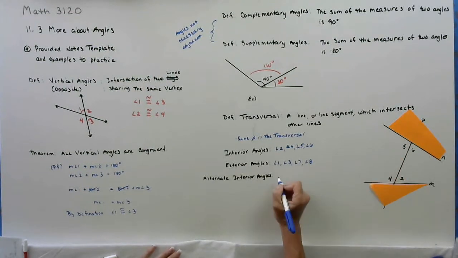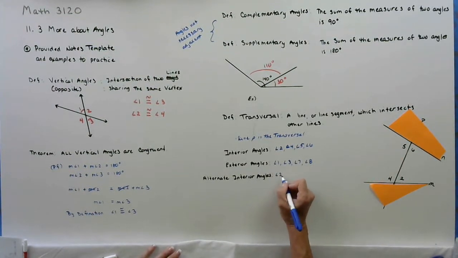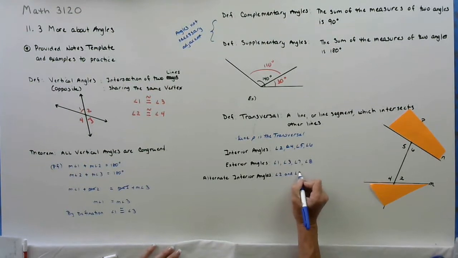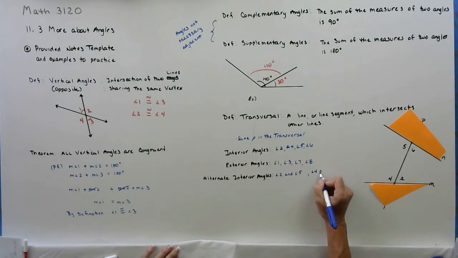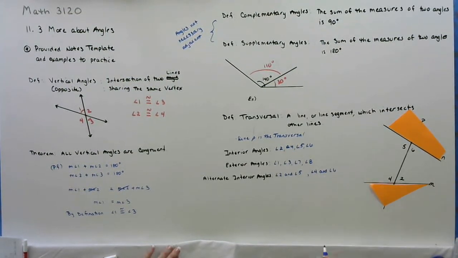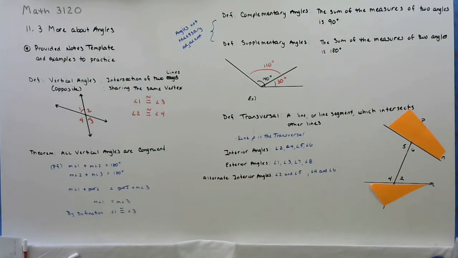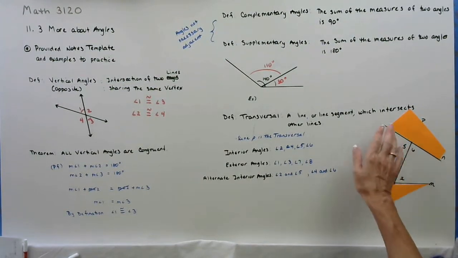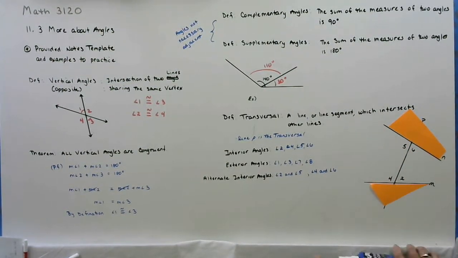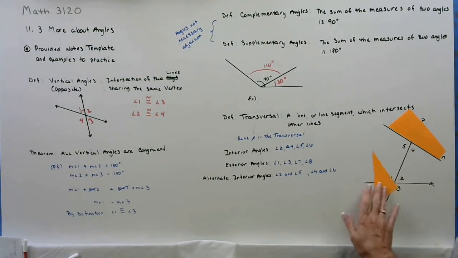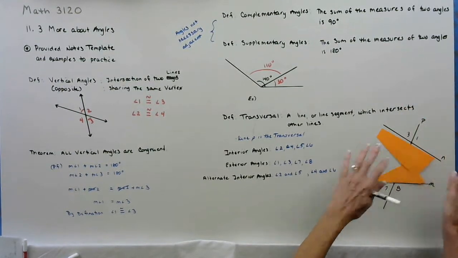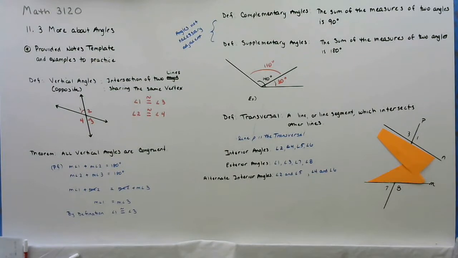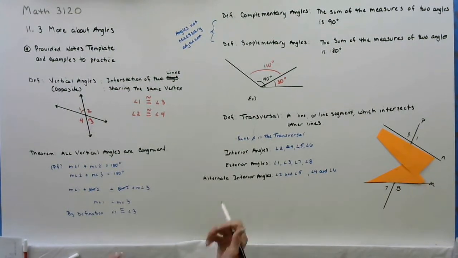So what did we say? 2 and 5. So angle 2 and angle 5 are alternate interiors. Angle 4 and angle 6 are alternate interiors. Well, now let's switch to the exterior angles. Remember, the exterior are on the outside. So, spin this around. I'm going to now cover up my interior angles. So my exterior angles, we also have alternate exterior angles.